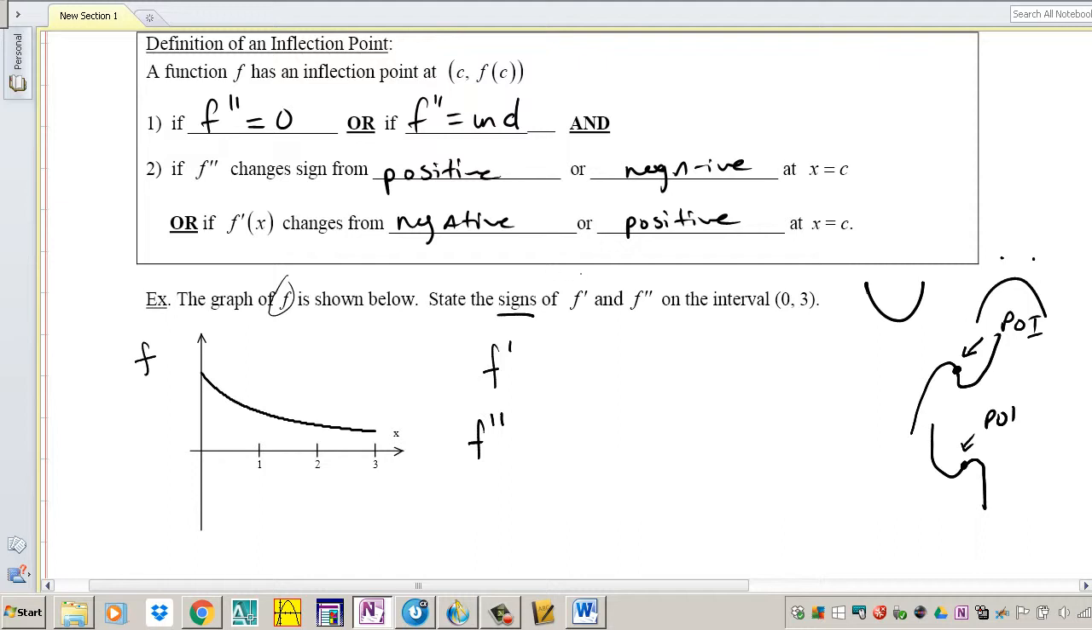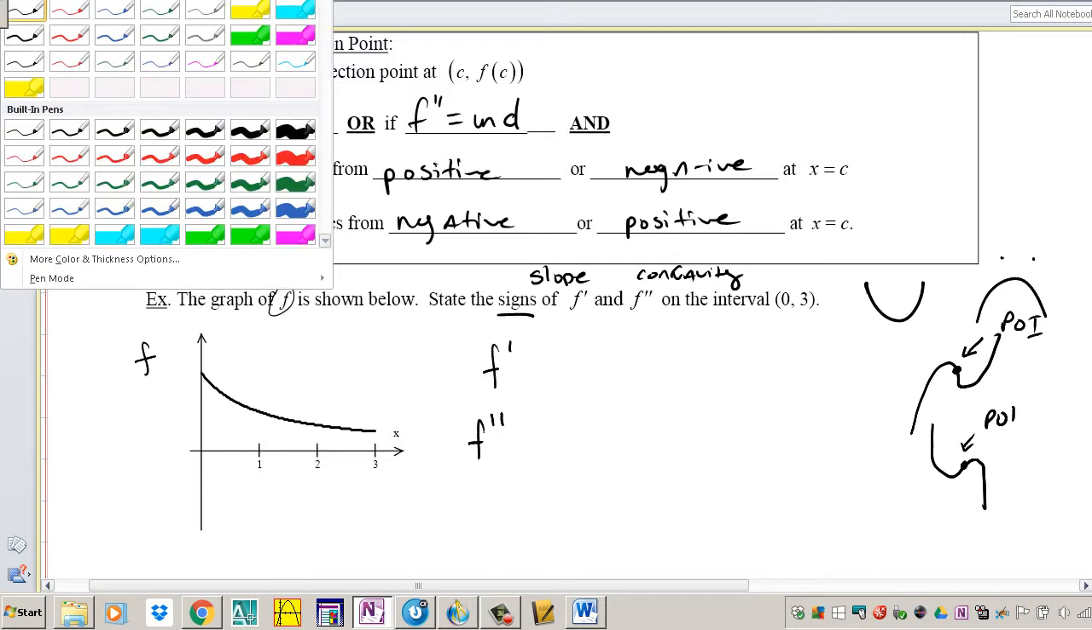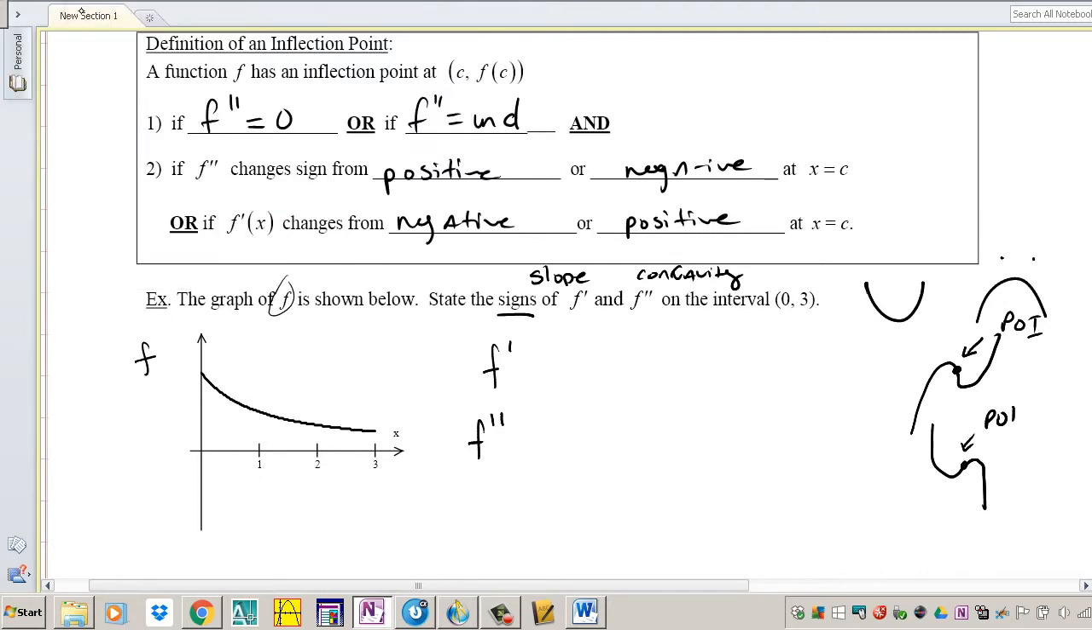Now, what does f prime stand for? It stands for the derivative, which means the slope. F double prime stands for concavity. Let's go ahead and take a look at the slopes of this function. Even though we don't have the derivative, we can determine the slope. If I were to get a point here and try to draw a slope, I would get what kind of slope? Positive or negative? It would be a negative slope.